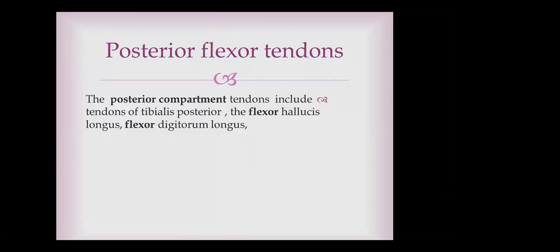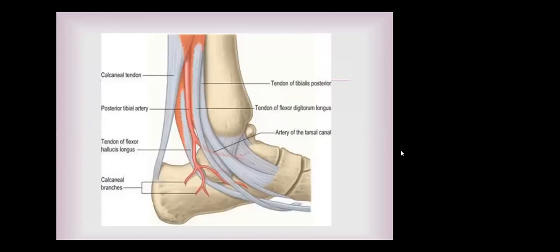Now we'll talk about the posterior flexor tendon. The posterior flexor tendon includes tibialis posterior, flexor hallucis longus, flexor digitorum. These are posterior medially, while we took the peroneal laterally. It consists of, first, tibialis posterior, then flexor digitorum longus, and lastly flexor hallucis longus.